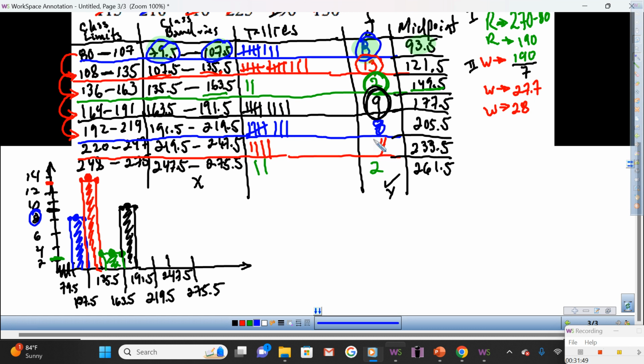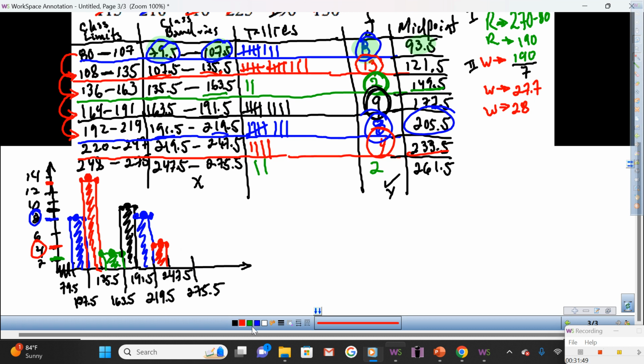I'm going to switch to blue again. Next frequency is 8. So here's 8 again, right here. And my boundaries are 191 and 219. 191, 219. The midpoint was 205.5. I'm going to make it thicker. Connect and fill. Are we doing okay? Is it coming back for some of you? Yeah? All right. Next, I'm going to switch to red. Frequency is 4. So here's 4 right here. And the boundaries are 219 and 247. The midpoint was 233.5 in between those two. Connect those. Shade.